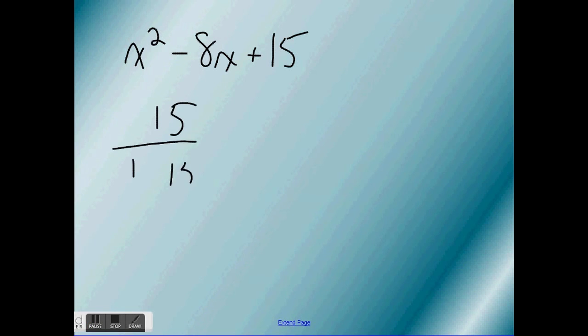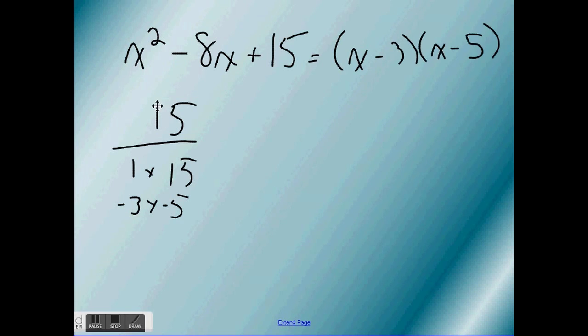So factors of 15: 1 and 15, 3 and 5. I picked this example for a reason, because this is the tricky one, which you all eventually figured out. This is a negative 8, but this is a positive 15. Your first thought is that one of these should be negative, but that doesn't work, because then you have a negative answer here. However, you can make both numbers negative, because 2 negatives give you a positive when you're multiplying. So x minus 3 times x minus 5 is correct.